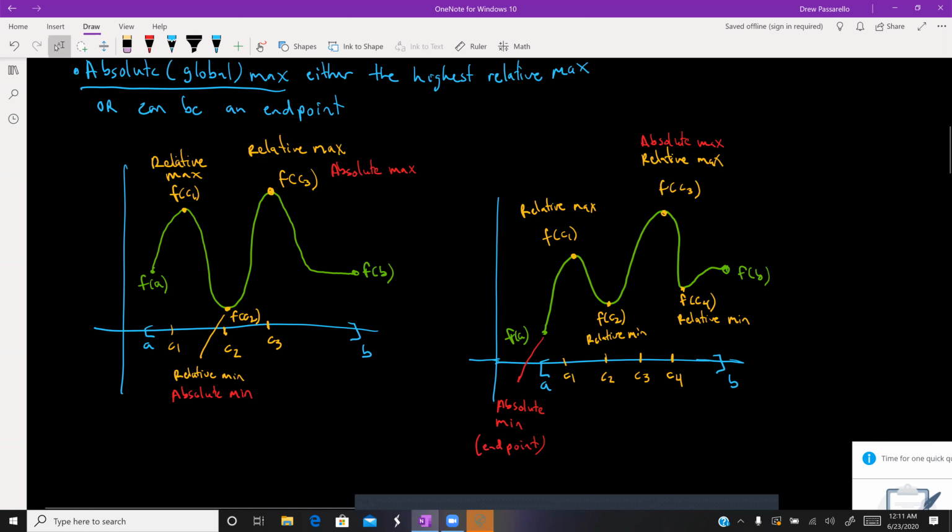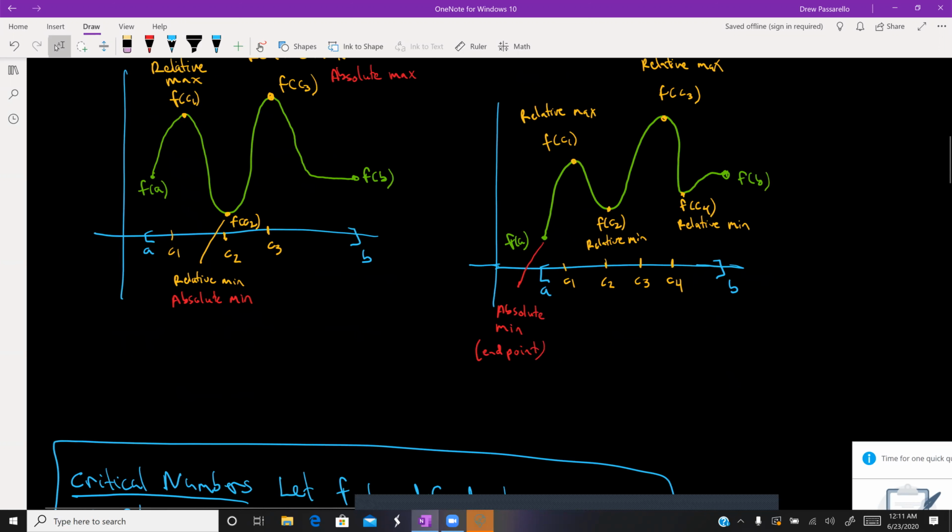We will never say an endpoint is a relative min or max, so that is a comment. An endpoint can never be called a relative min or a relative max. It's only absolute.